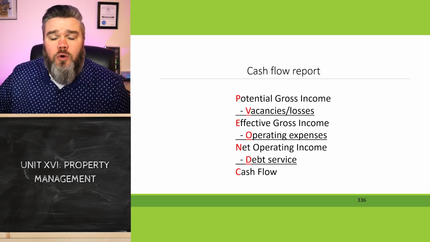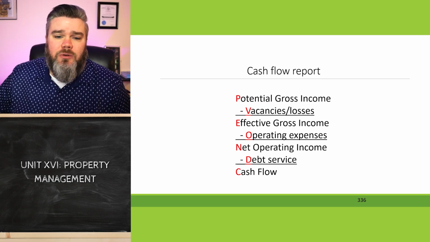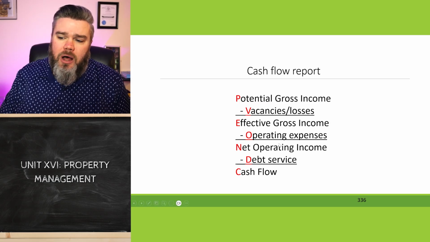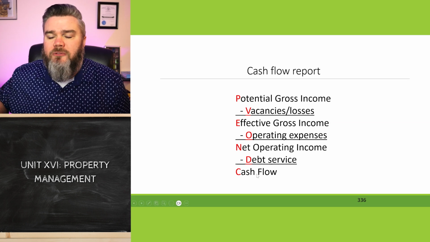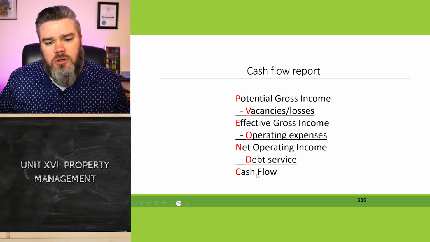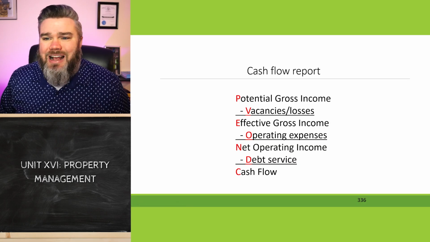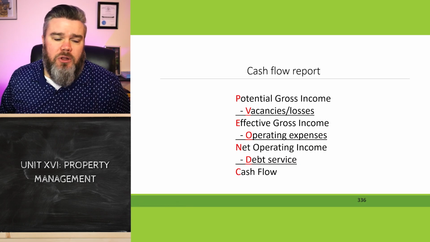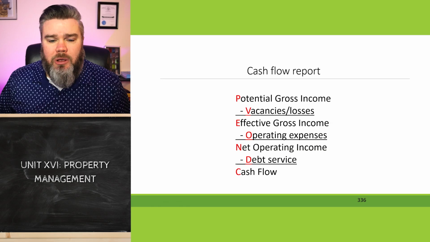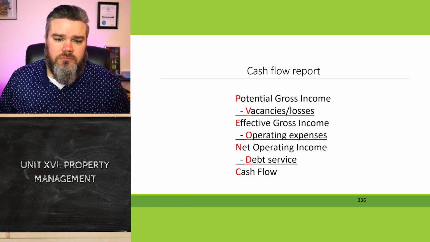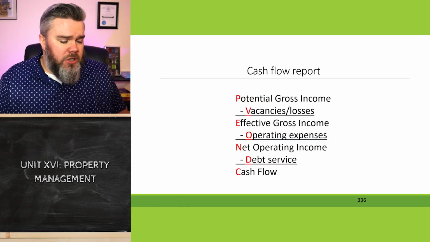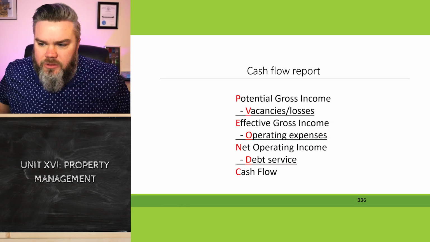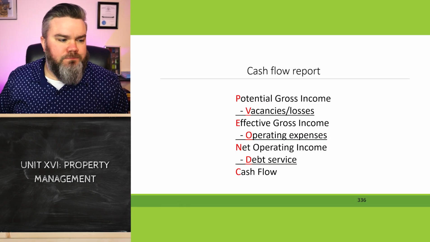A cash flow report will subtract out debt service, because if you take your NOI minus your debt service, what you're left with is called your before tax cash flow. And then, of course, after you put aside money for taxes, you are left with your after tax cash flow, which is expendable income from a business point of view. So a cash flow report looks almost identical to the operating budget, but it takes out the debt service and leaves you with your cash flow.